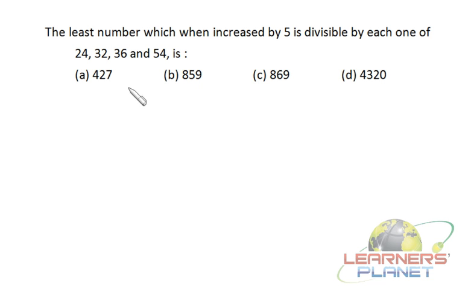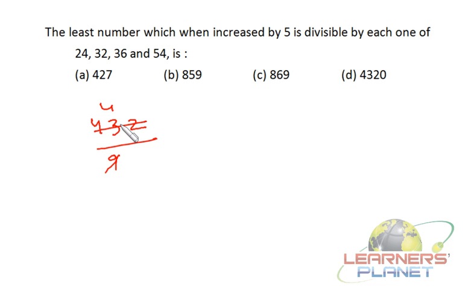Okay, now let's see. Suppose I choose option 1 and I have to increase this number by 5. So 427 plus 5 will be 432. Now I have to see whether this number is divisible by all of them or not. Now 4 plus 3, 7 and 2, 9. It is divisible by 9. I have to check whether this number is divisible by even 54 or not. That means the number should be divisible by even 27. So suppose I divide it by 9 and after that I'll divide it by 3. If both the conditions are fulfilled, then definitely the number will be divisible by 54. So let's divide it by 9.